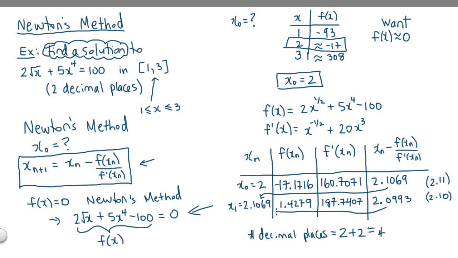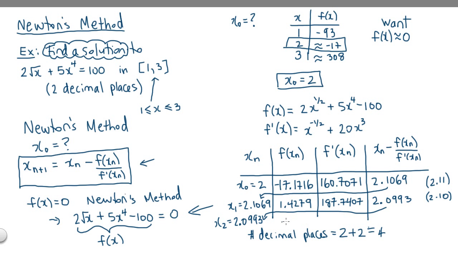So if we repeat this process one more time, if we get something that rounds to 2.10 in this next step, we'll be able to stop. If it rounds to something different, we'll have to continue until we have that agreement. Okay, so next step here. x2 is going to be equal to 2.0993. And let's run through these numbers.